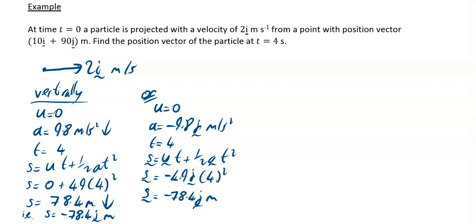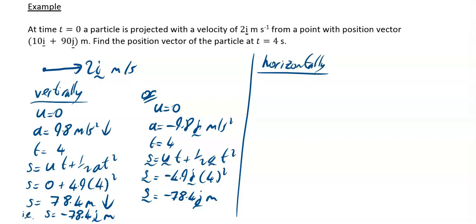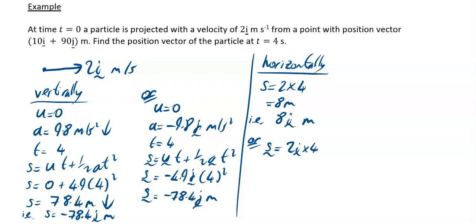Right, so we've done the vertical component, I should say. Now we're going to look at the horizontal component. So just say horizontally. And horizontally, you're just going to say your s is equal to 2 times the 4. So it is equal to 8 meters. And i.e. that is the same as 8i meters. Or, just to show you another way you could have said that, you could have said your vector s is equal to 2i times 4, so it is 8i meters. So just to show you there's two ways of doing that one as well.